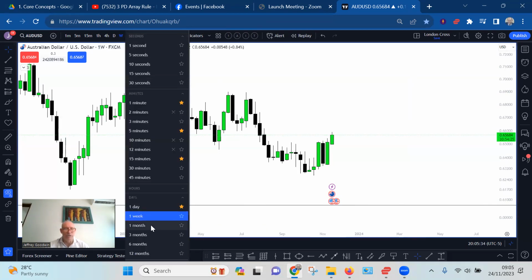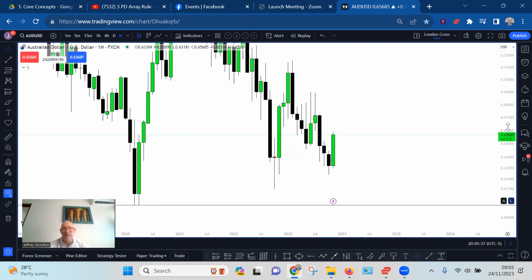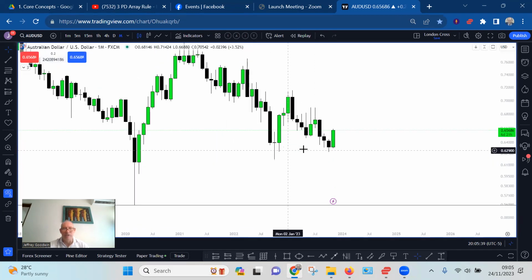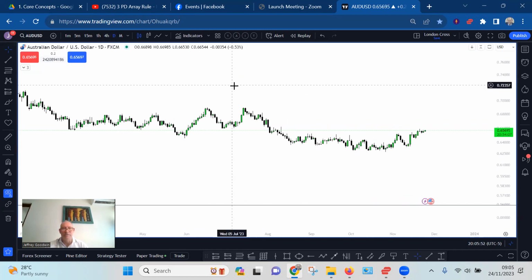And on the monthly, it's always good to do a quick check. See there, it's come down, rejected off this, potentially coming back for a fair value gap here on the monthly. Now we've got one more week towards the end of the month, so let's see what happens. So going back to the daily, ladies and gentlemen.